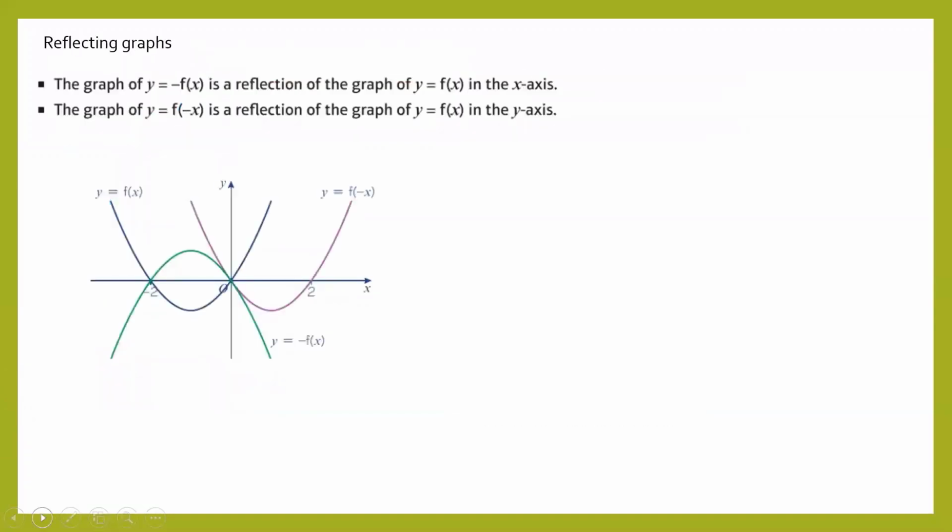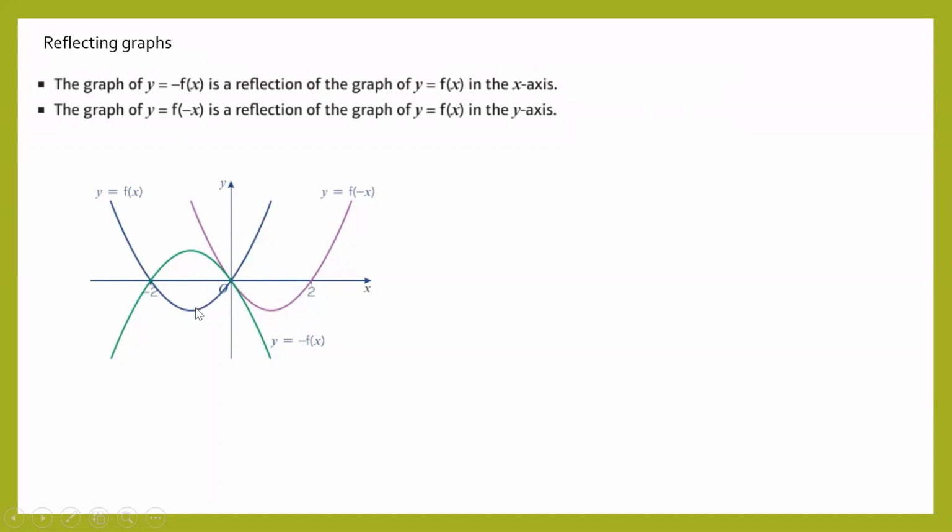The last type of transformation is the reflection of graphs. As we said, whenever the function has a negative sign written before the function notation itself, it means it is reflected in the x-axis. For example, here the original one is the blue, and here it has been reflected and becomes the green. Instead of looking upwards, the green is now looking downwards because it has been reflected.